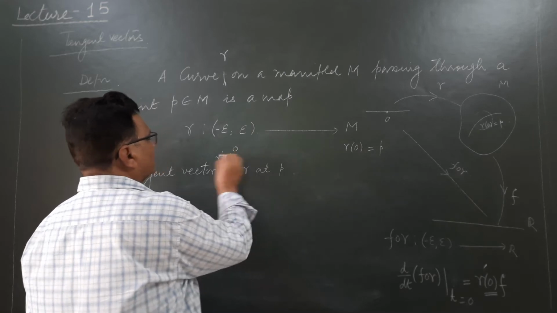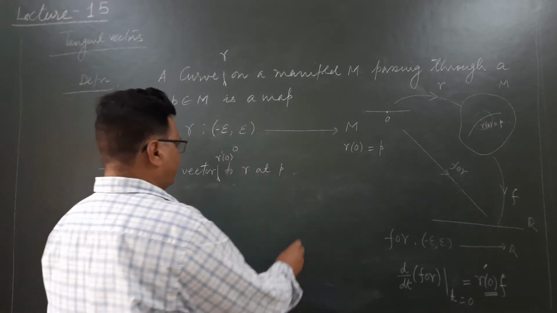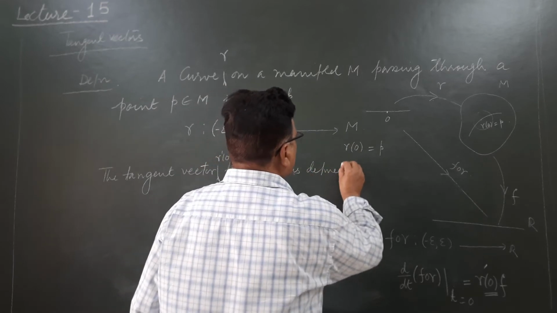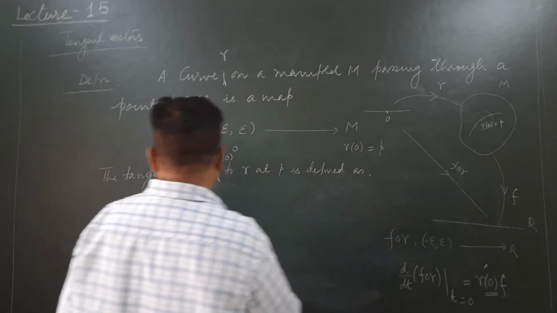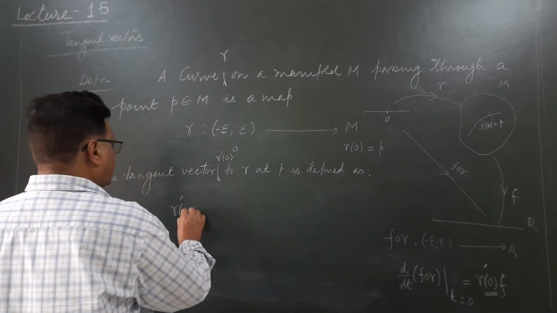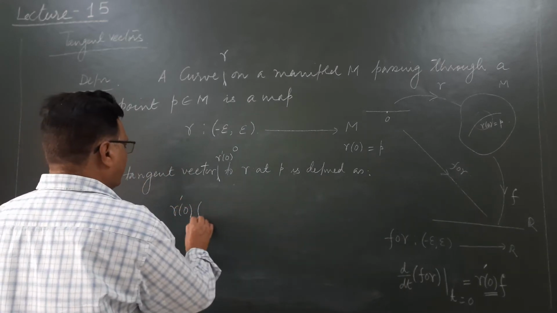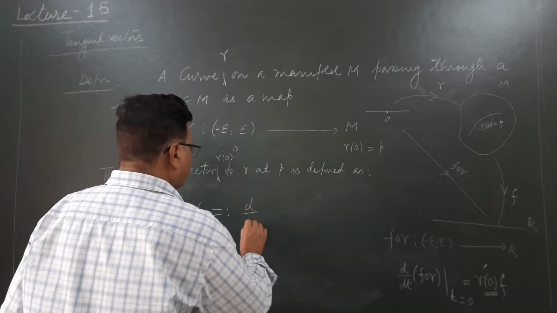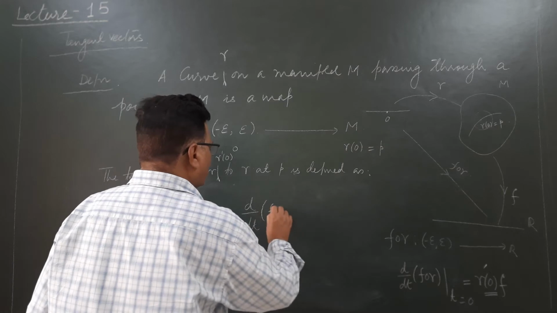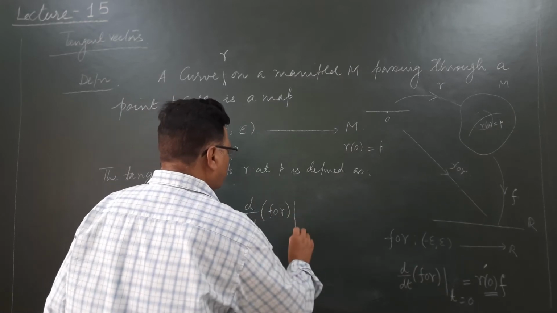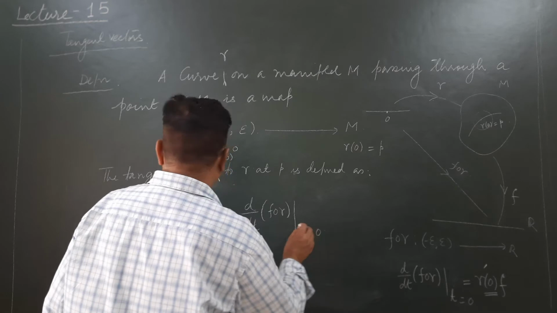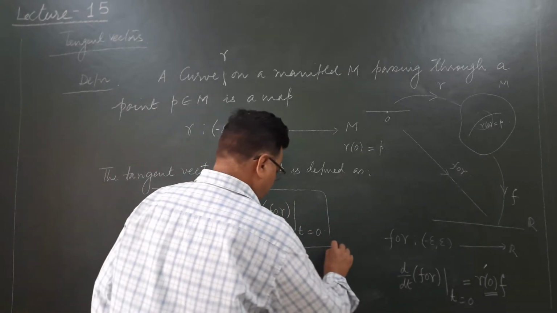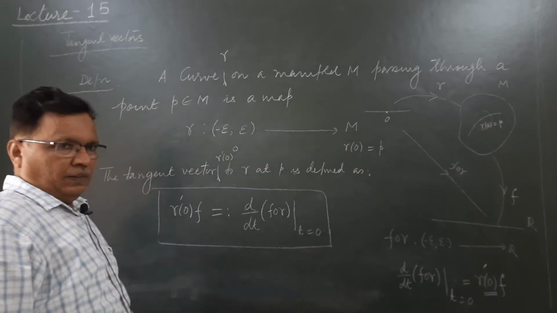So the tangent vector to gamma at P, say gamma dash 0, is defined as gamma dash 0 operating on F. I am defining it as d by dt of F composition gamma at t equal to 0. ठीक है.